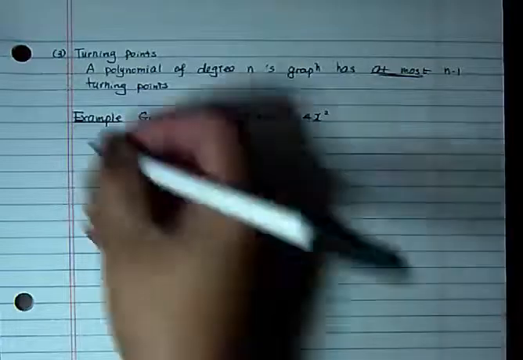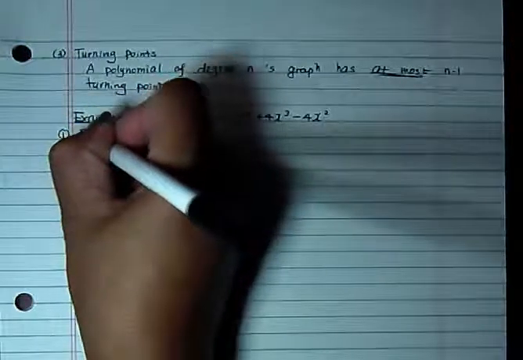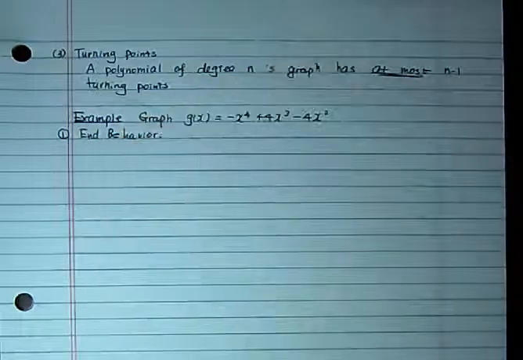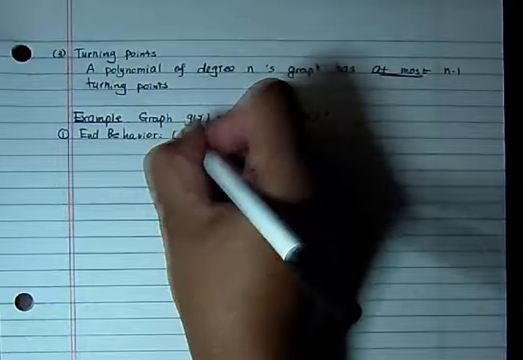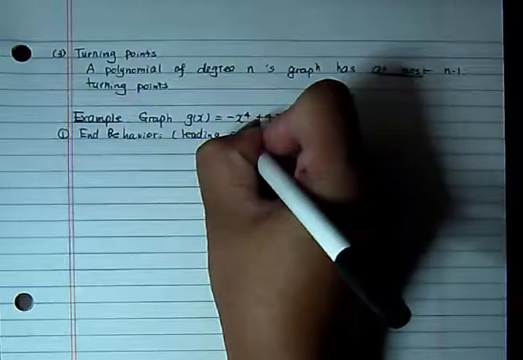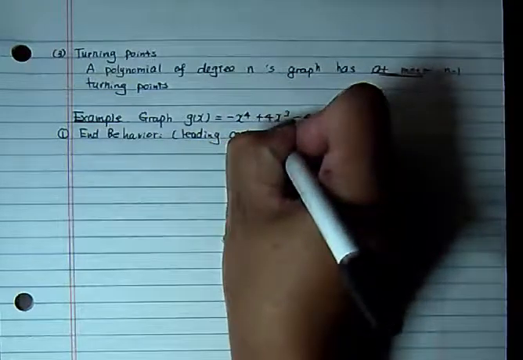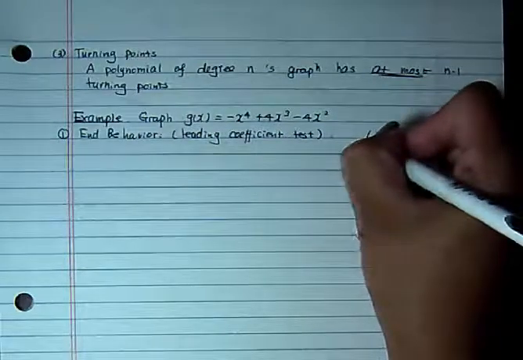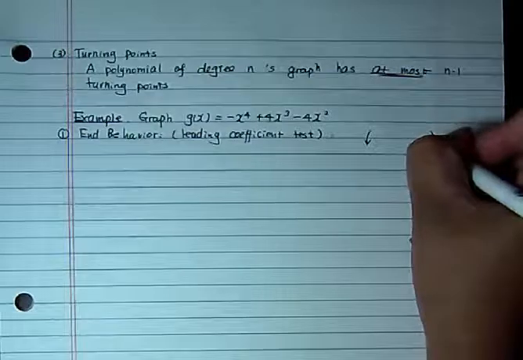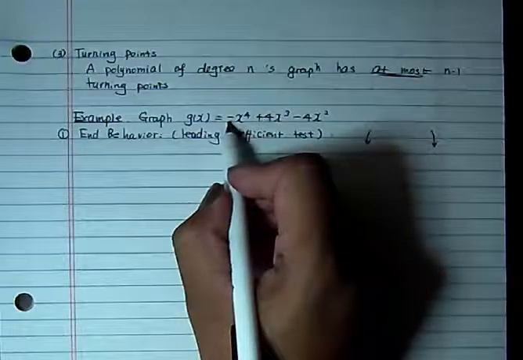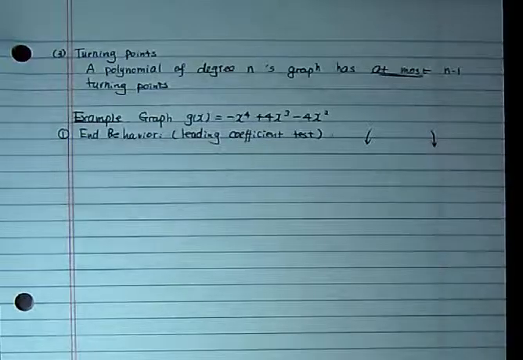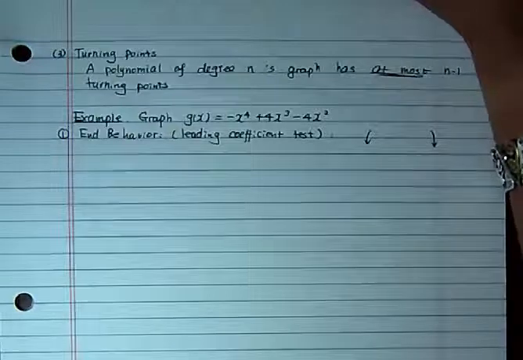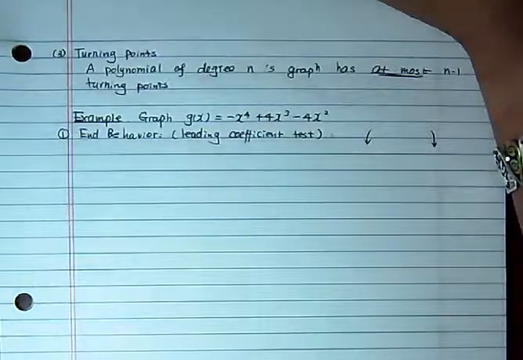Remember, the first thing we are talking about is end behavior. So we are going to use the leading coefficient test. For the first example, we know the end behavior is, because it's even degree, both point to the same direction, and since the leading coefficient is negative, then both point down. Right here, that's the end behavior. I just noticed that it's a little bit dark in here. Let me adjust the lighting. Okay, hopefully it's better.